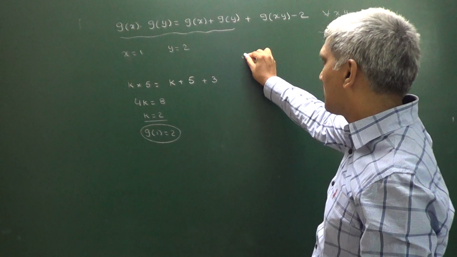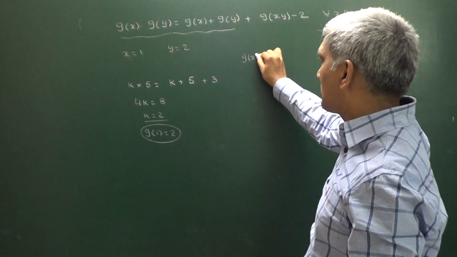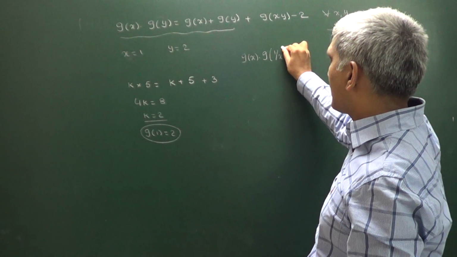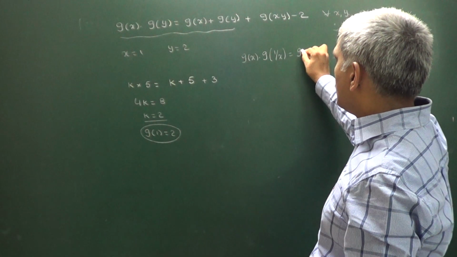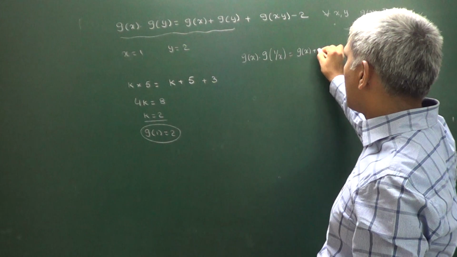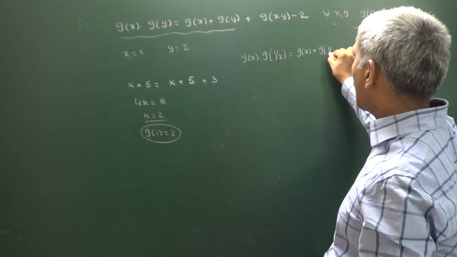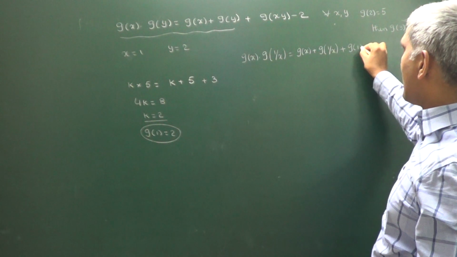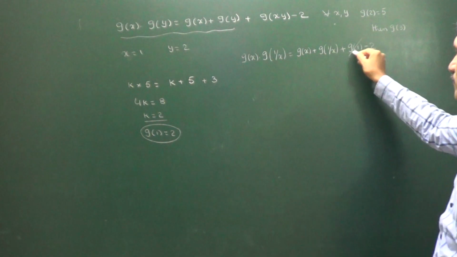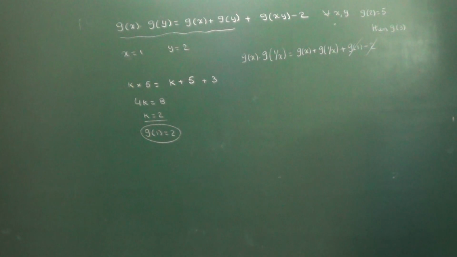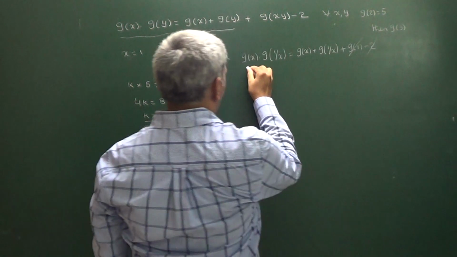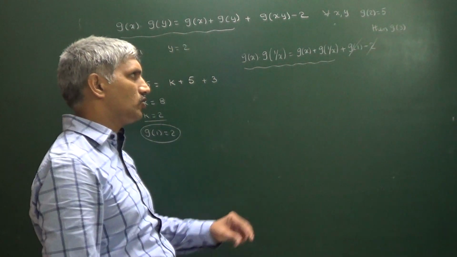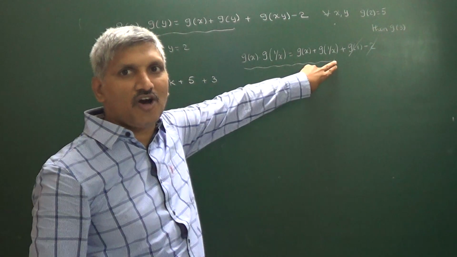The given functional equation changes to g of x into g of 1 by x is equal to g of x plus g of 1 by x plus g of 1 minus 2. Because g of 1 is equal to 2, that gets cancelled. We got the functional equation g of x into g of 1 by x is equal to g of x plus g of 1 by x.